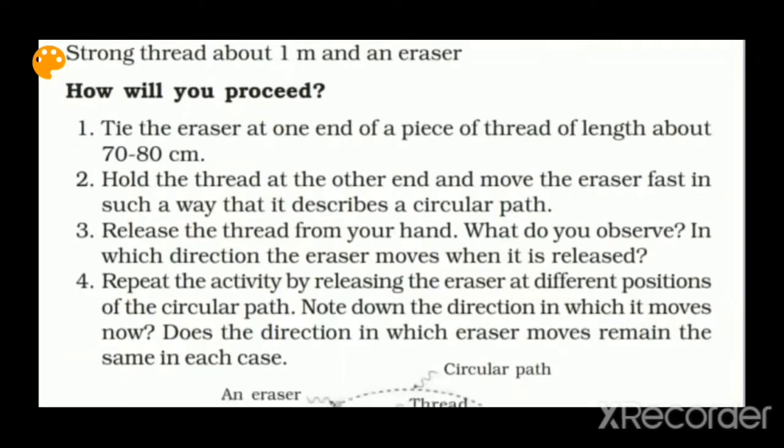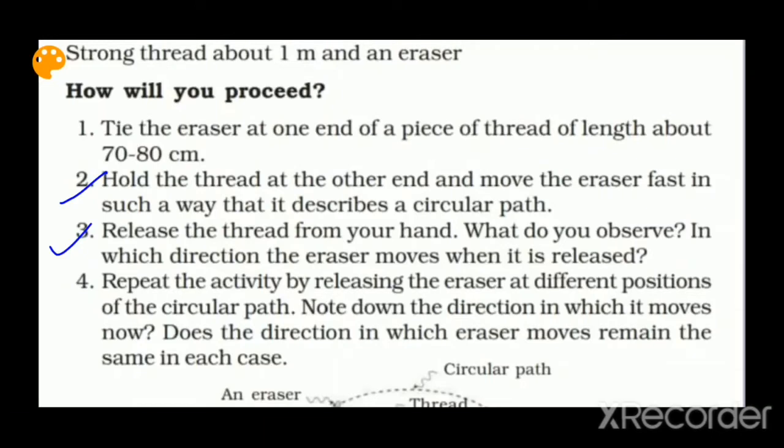Now hold the thread at the other end and move the eraser fast in such a way that it describes a circular path. So you have to move the thread keeping it in your hand in such a way that it forms a circular path. Now next step is release the thread from your hand. What do you observe? In which direction the eraser moves when it is released?